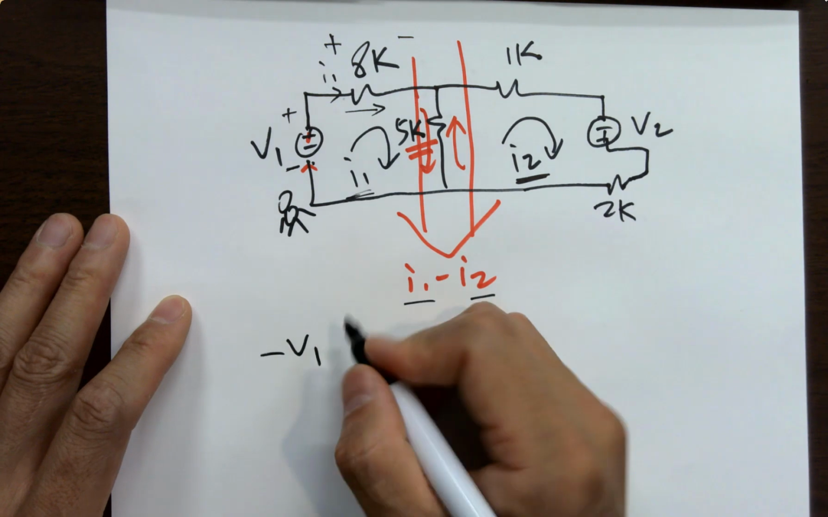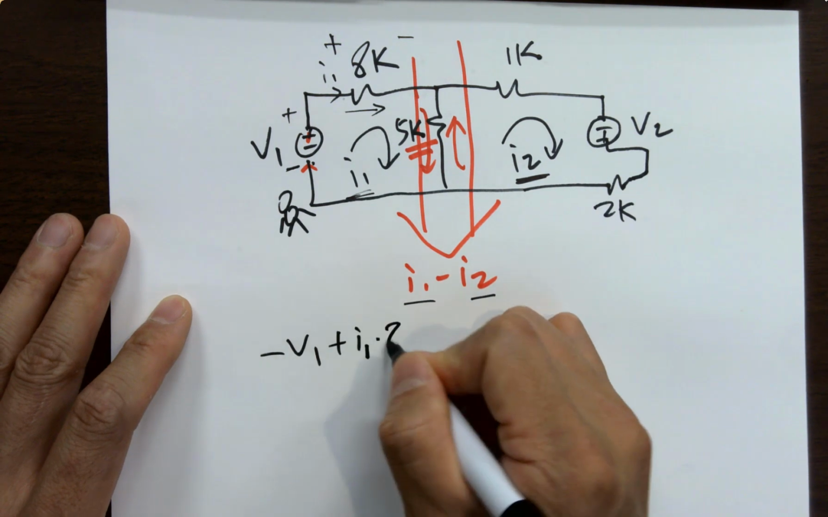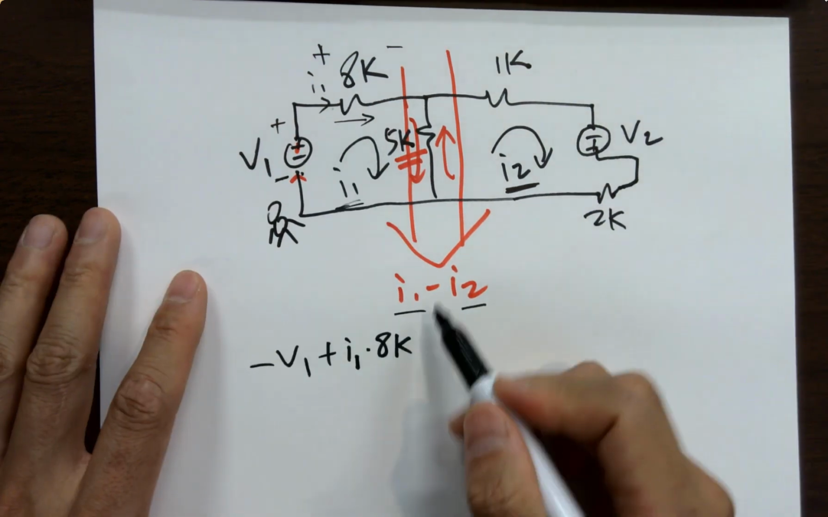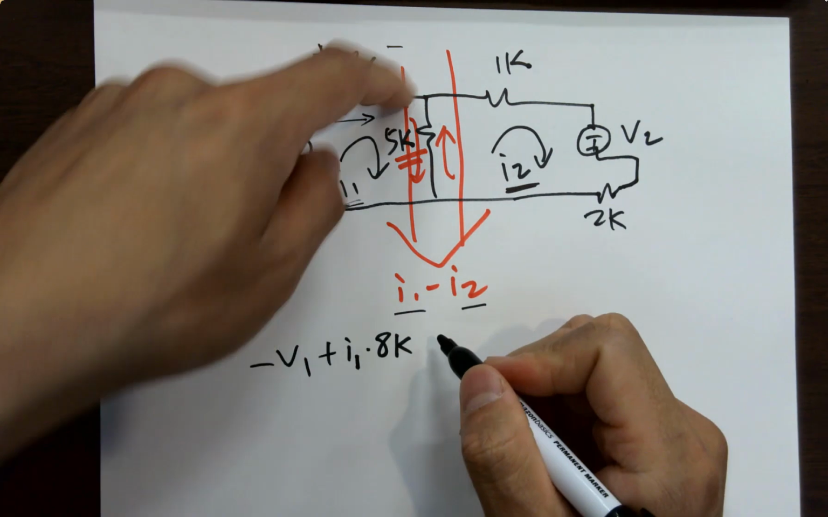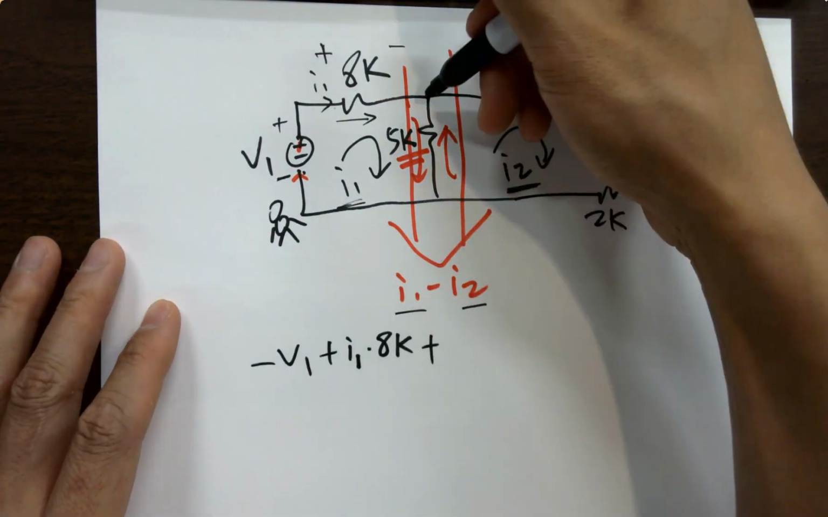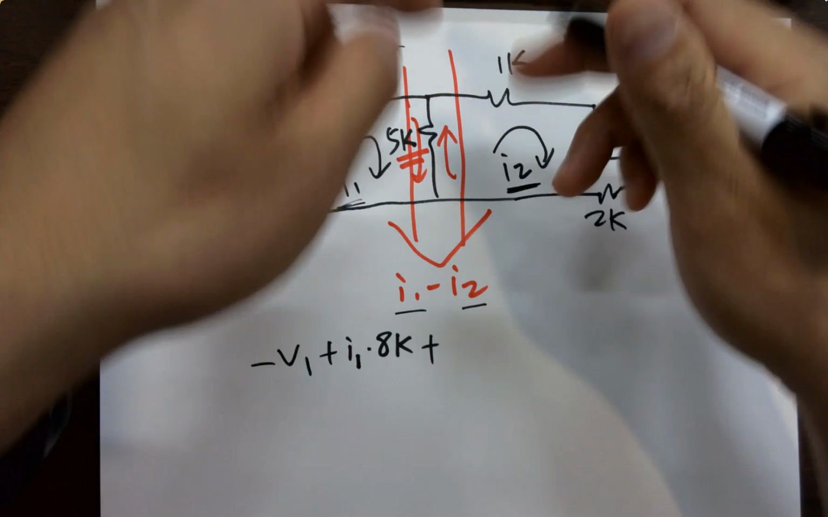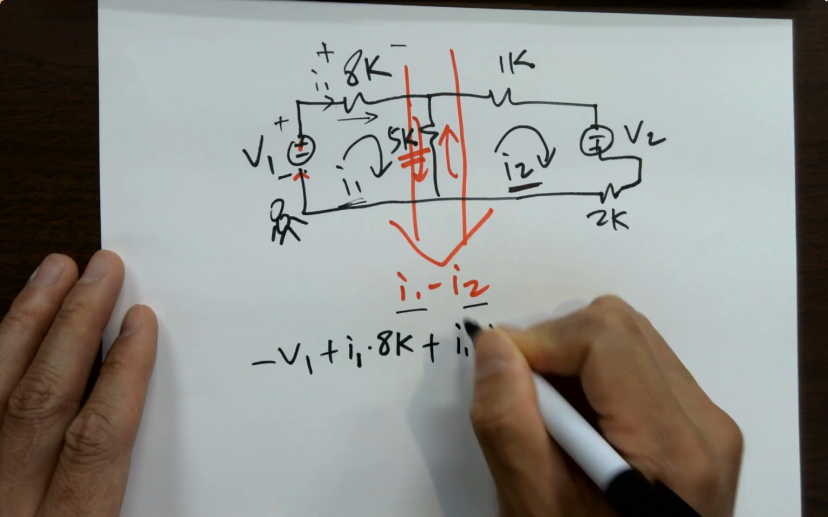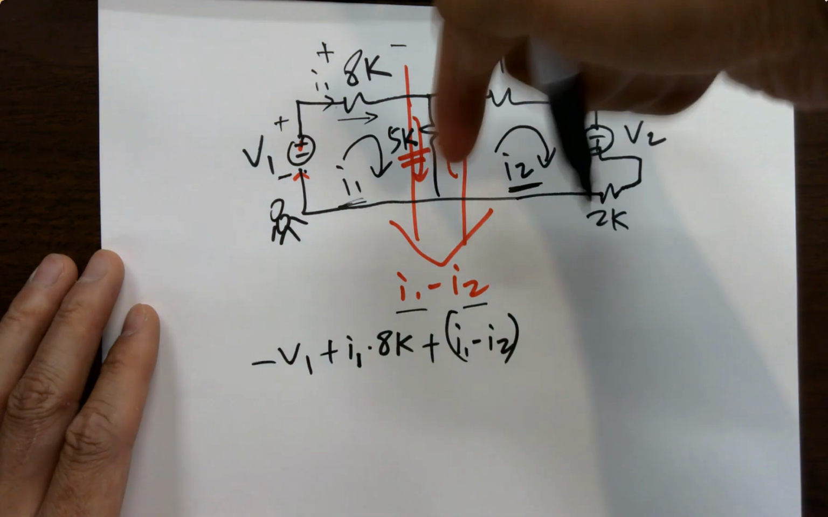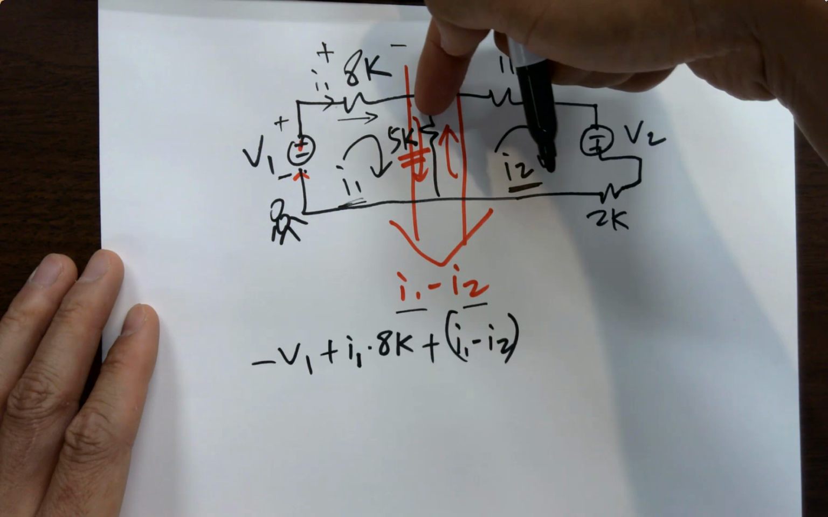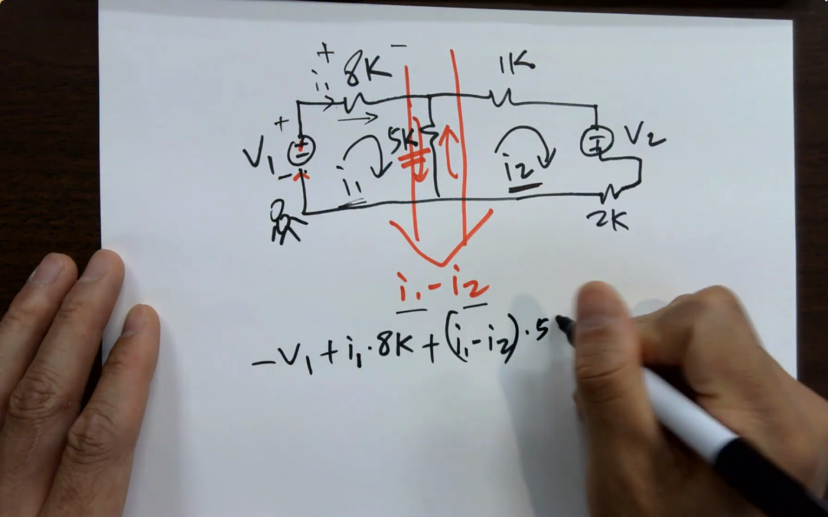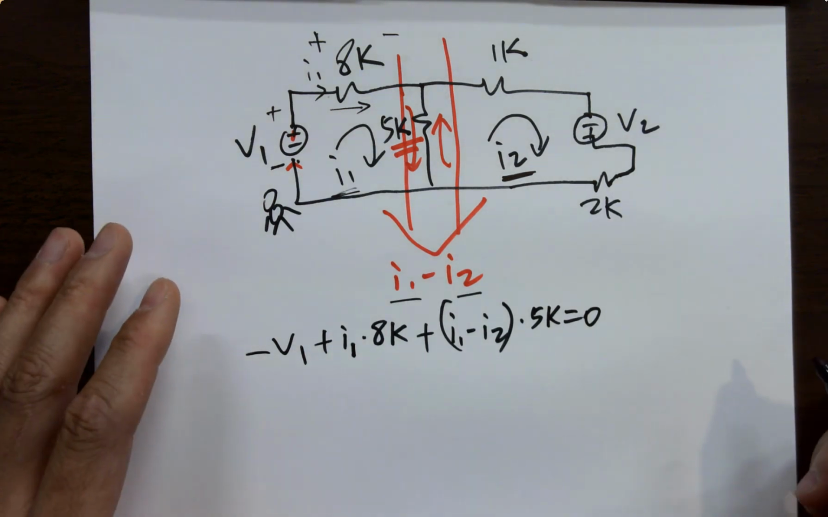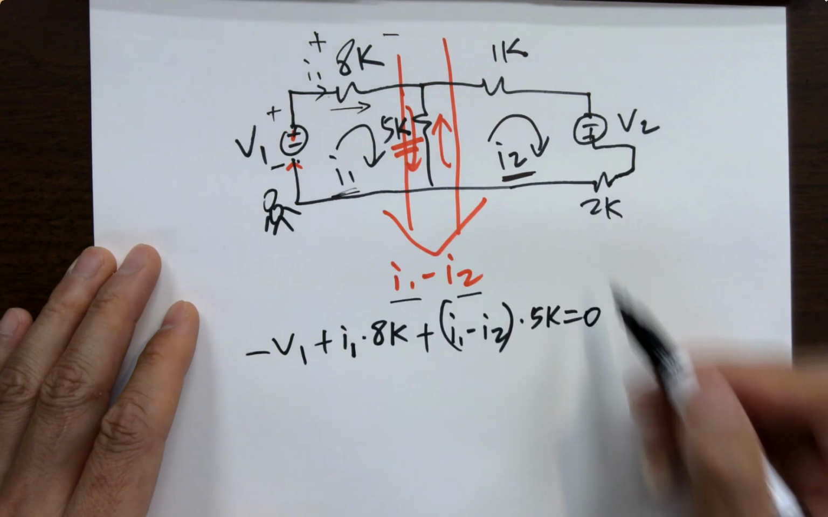It's plus I1 times 8K. That's the voltage here, KVL. Okay? And then going down here, plus, because the overall I is from top to bottom. We are using I1 minus I2. That's the overall current from top to bottom, so it's causing a drop from top to bottom times 5K, and that equals 0 because that's KVL. You add all the voltages in the loop, eventually you get a 0.